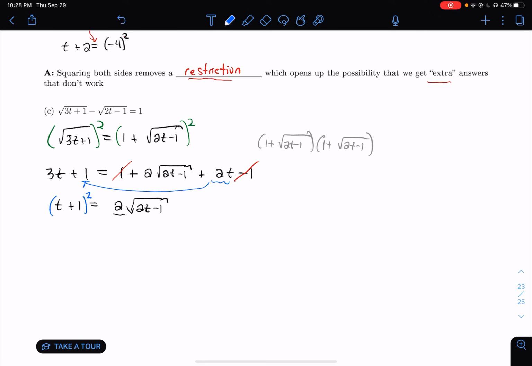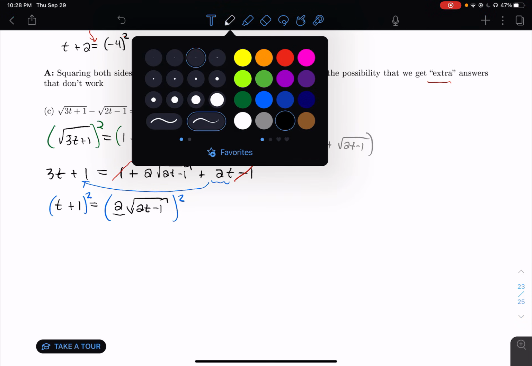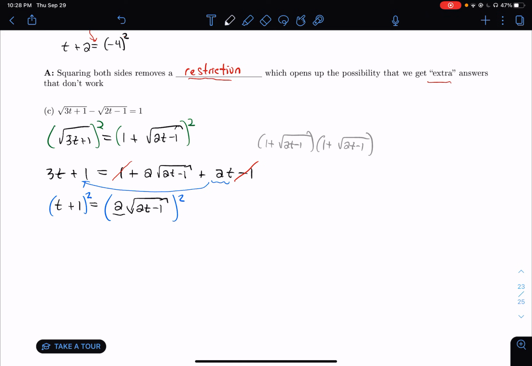I will square this side, square this side. All right, so on the left, I got t plus 1 times t plus 1. If I FOIL that out, we get t squared plus 2t plus 1. And on the right, I'm squaring. This time I am multiplying the two terms, so I am allowed to distribute the power. This will give me 2 squared, which is 4. I get to square the 2, and I get to square that square root, which will get rid of the square root, and give me 2t minus 1.